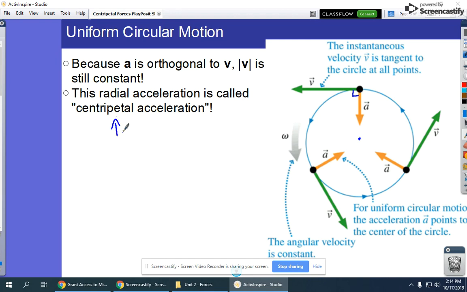And centripetal is a fancy word that means center seeking. So it always points towards the center. You might know a very similar word, centrifugal, which is similar, except it means center fleeing. So it always points away from the center. So we have this acceleration that we're very interested in, this centripetal acceleration.